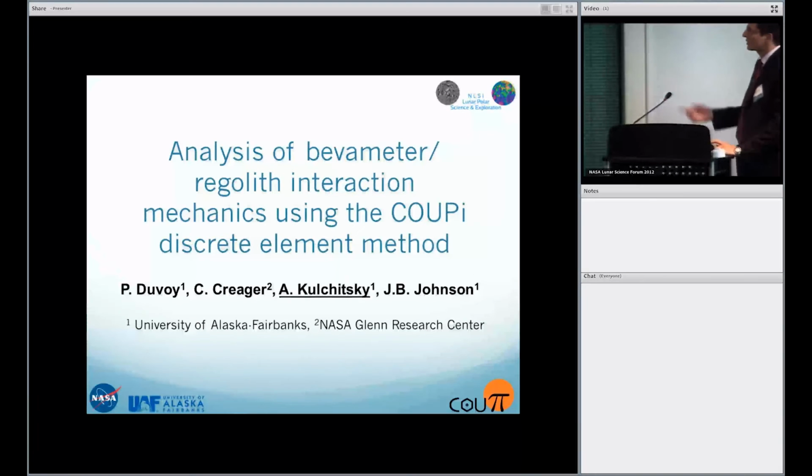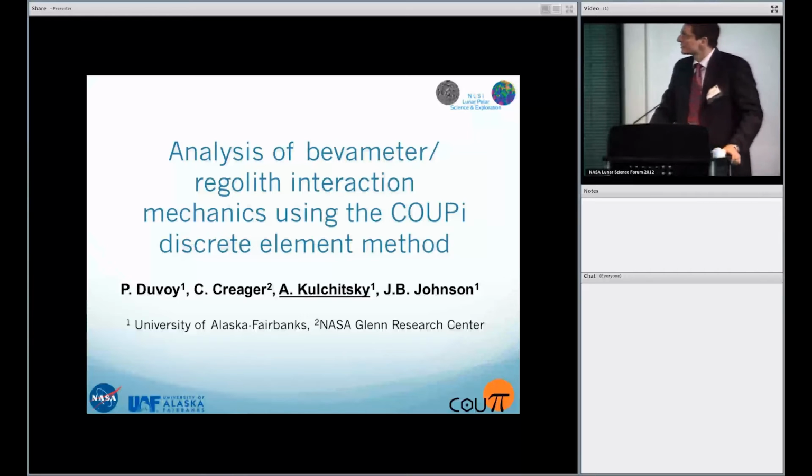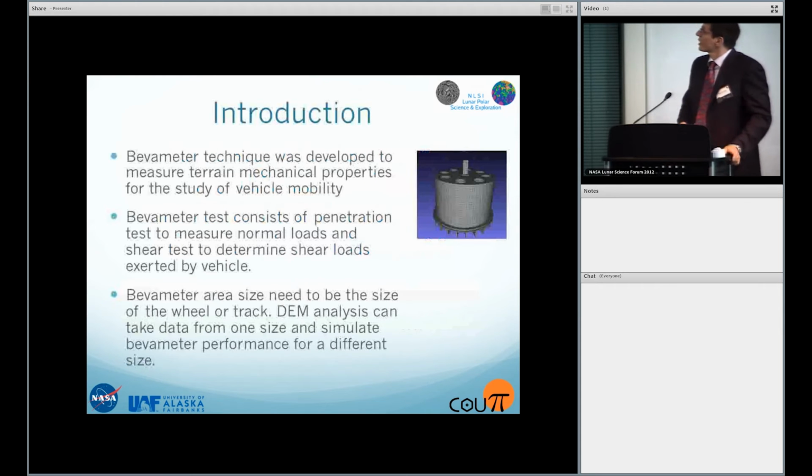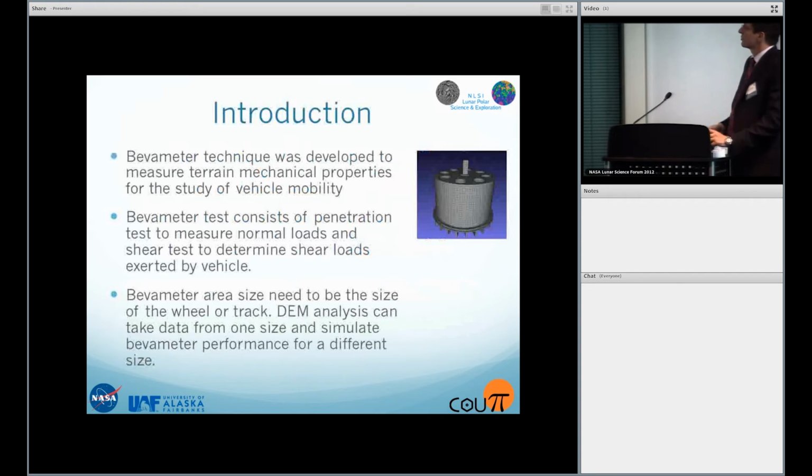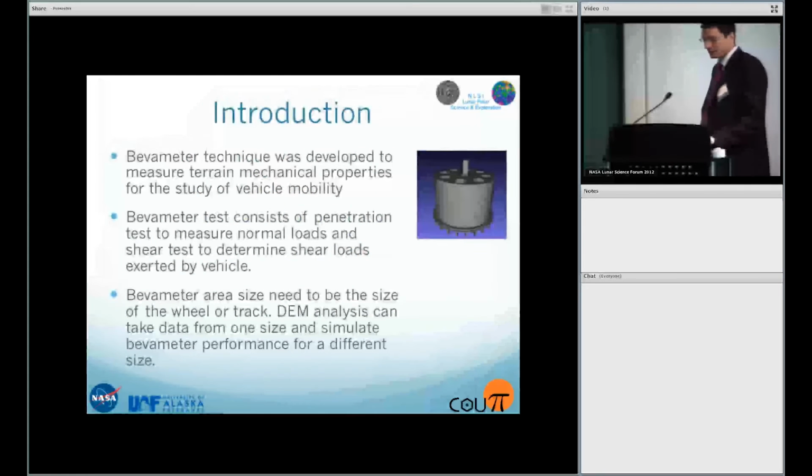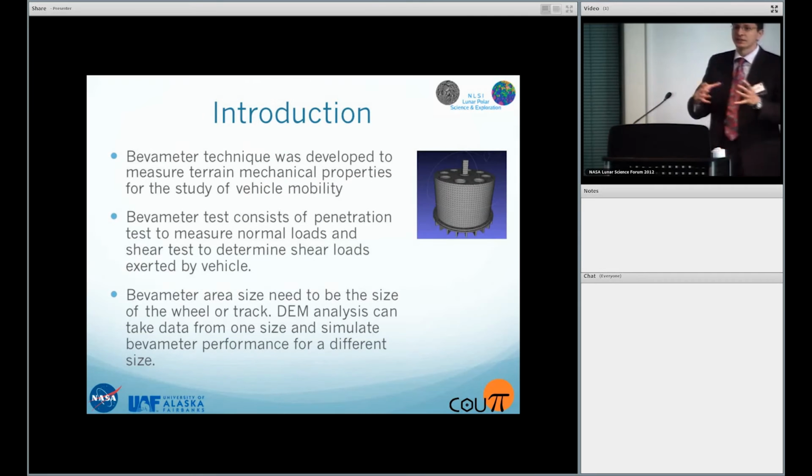Paul Duvoy, Colin Krieger, myself, and Jerry Johnson: analysis of bevameter regolith interaction mechanics using the COUPi discrete element method. The bevameter is a device that was developed to study mechanical properties for vehicle mobility. It actually consists of two tests.